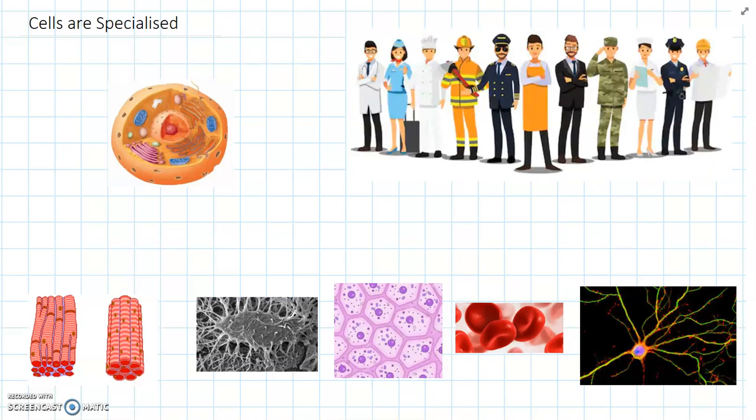So far we've looked at animal and plant and fungi cells, and we've basically said that all animal cells look pretty similar. But actually, this is not true at all. So the main idea for this video is that cells are specialized.